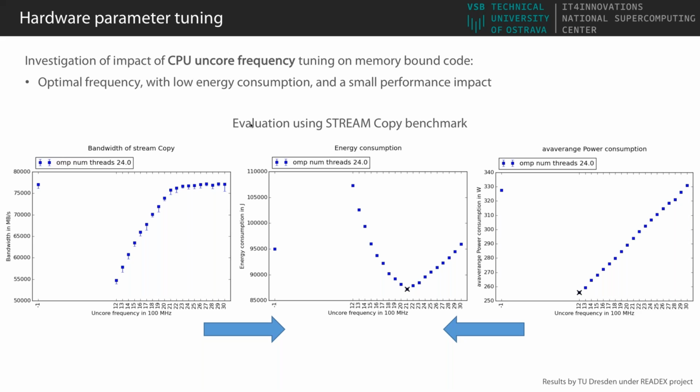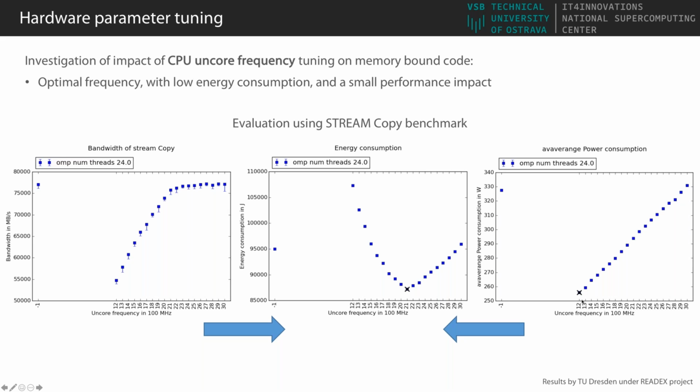This is a Haswell processor, Intel Haswell processor. So you see that going from 1.2 gigahertz up to 2 gigahertz, you're gaining a lot of performance by increasing the frequency. But after that, going from 2.1 to 3 gigahertz, the performance is increased a little bit, but not as significantly as up to this point.